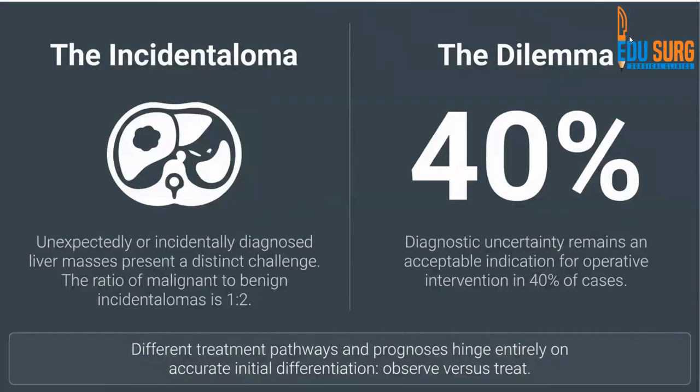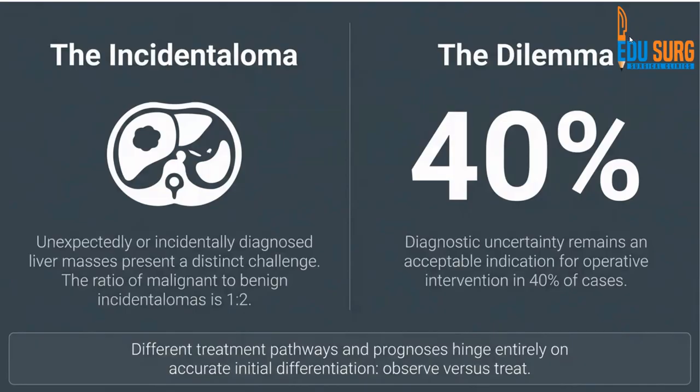So incidentalomas or space occupying lesions in liver, they are unexpected or incidentally diagnosed masses. They present a challenge in diagnosis. The ratio of malignant to benign is 1 is to 2. There is diagnostic uncertainty because a lot of them don't have characteristic imaging features. MRI is not routinely done.